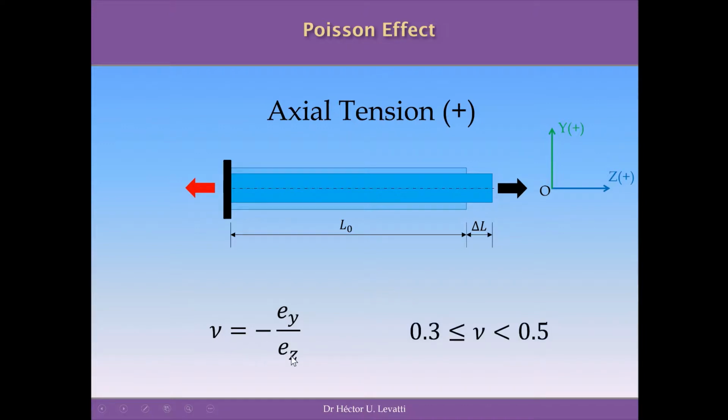And the values of this Poisson coefficient vary between 0.3 and 0.5 for the usual materials we are going to use in civil engineering. Of course, there are more variations, and there are materials with a Poisson ratio less than 0.3, but 0.5 is mathematically the upper limit of this coefficient.